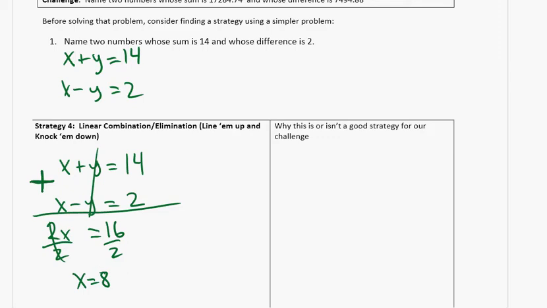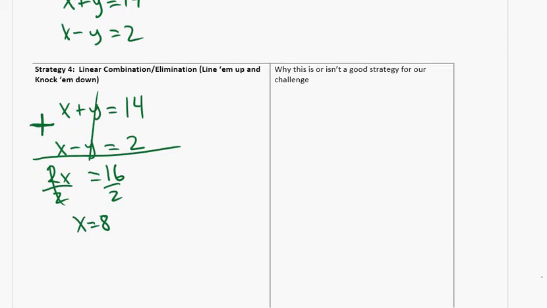Once you have x, you got to go back and solve for y. So we're just going to substitute that into either one of our two equations in order to solve for y. I'm just going to substitute that back into the top equation. So if x is 8, the top equation will be 8 plus y equals 14. And solving for y, I'll just subtract 8 on both sides, and I get y equals 6.